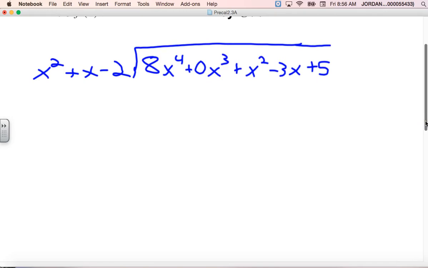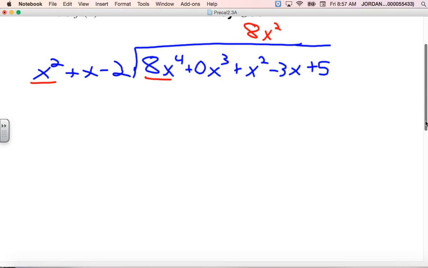What do I have to multiply? What you want to think is, what do I have to multiply x squared by in order to get 8x to the 4th? What would I need to distribute to x squared to get 8x to the 4th? And whatever that is, I'm going to put up here above my division bar. So obviously I need to multiply by 8. And it's got 2 x's. 8x to the 4th has 4, so it's going to need 2 more x's. So I need to multiply by 8x squared in order to make 8x to the 4th. So I'm going to write that up there as part of my answer.